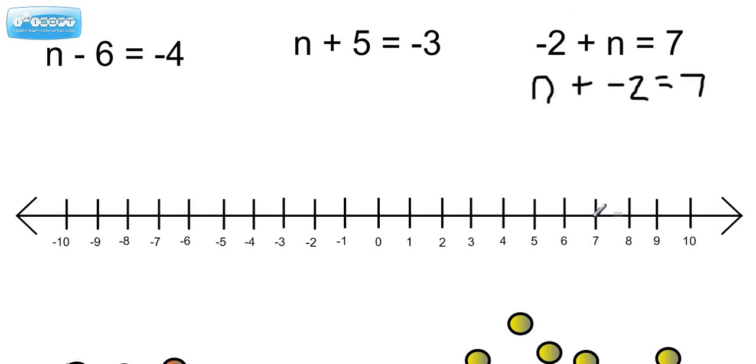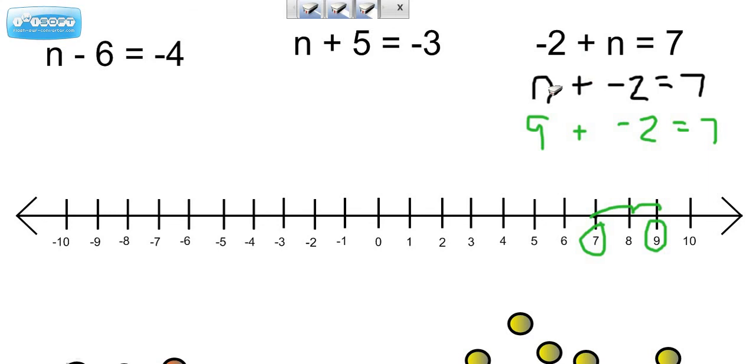So we ended up at the 7. What's the opposite of this? Wouldn't it be go right 2 instead of left 2? Let's use a different color here to make that stand out a little better. So that would be a 9, right? So is 9 plus a negative 2 equal to 7? And the answer to that question, it sure is. 9, go left 2, and don't we get to the 7?